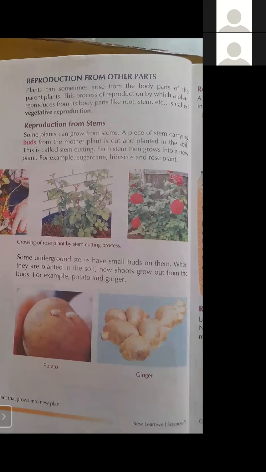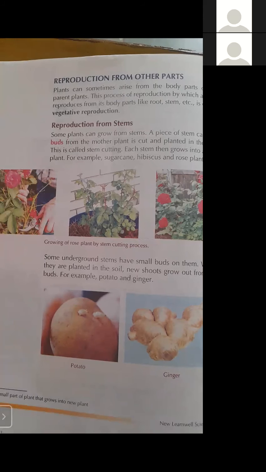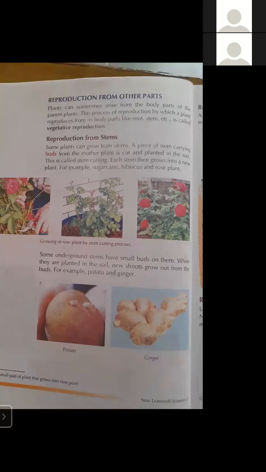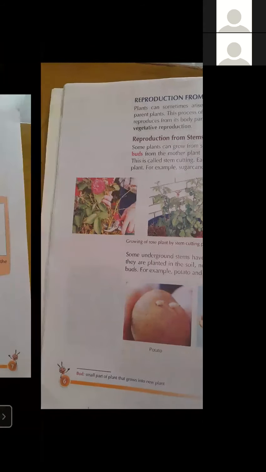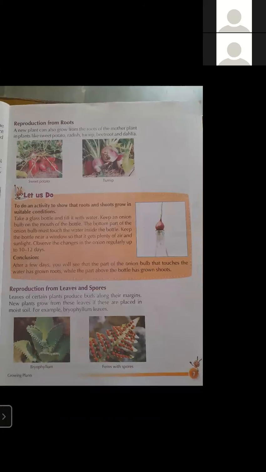So reproduction from stem, we have taken the example of rose plant, sugarcane, hibiscus plant, potato, ginger. These are the plants which are reproduced by stem cutting. Then we have learned reproduction from root, like sweet potato, turnip. These are the plants which may be reproduced with the help of their roots.